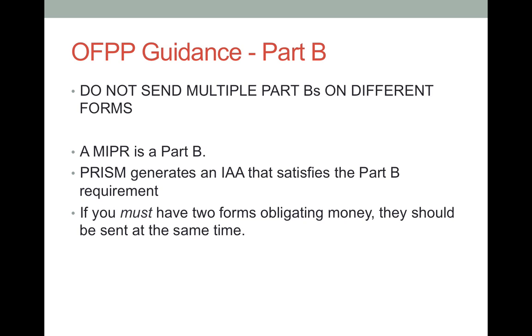If a MIPR or PRISM IAA is sent, then a 7600B is not needed for DOE to obligate the funds, or vice versa. If the requesting agency must have DOE signatures on two different documents obligating the same funding, the form should be sent at the same time. If they are sent at different times and it is caught, many contracting officers, like me, will not sign the second form. Yes, it has happened on more than one occasion.